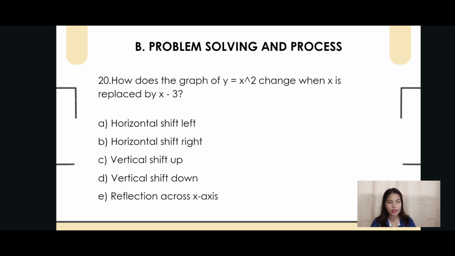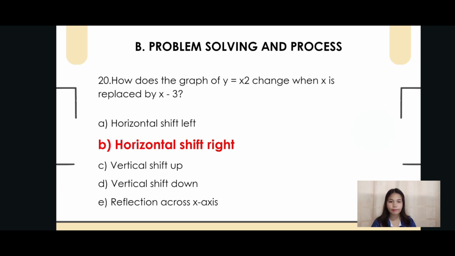So for y equals the square of x minus 3, the vertex of the parabola moves from (0, 0) to (3, 0). So the graph shifts 3 units to the right based on the rule that if h is greater than 0, the graph shifts to the right. So the answer is letter B, horizontal shift to the right. Okay.